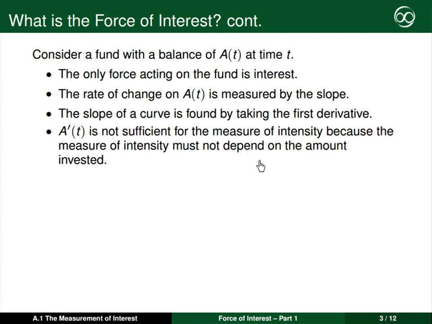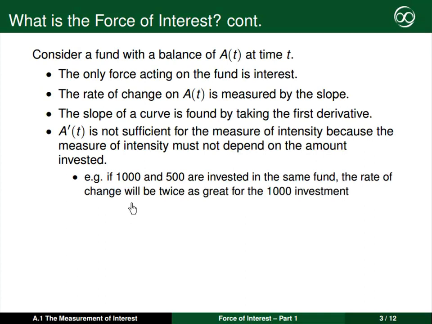This is the most confusing part for students. They want to just write down the force of interest as the first derivative of the amount function, but let's take a look at a simple example, and I think you'll understand why you cannot write the force of interest as just that. Let's say we have a particular fund, and one investor invests $1,000 in that fund at time 0, and another investor invests $500 in that fund at time 0. So they're both investing in the same fund, right, at the same time, and the rate of change will be twice as great for the $1,000 investment.